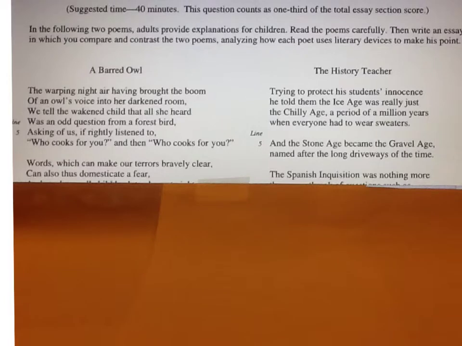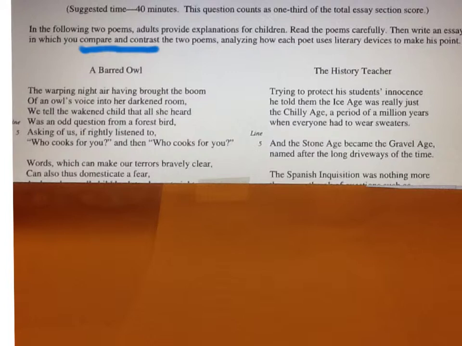Here's a different type of poetry prompt, and this one is different because it asks the student to analyze 2 poems in the same essay in 40 minutes. And this is sometimes easier to do in others, but I like this one in particular because it does use the word compare and contrast.